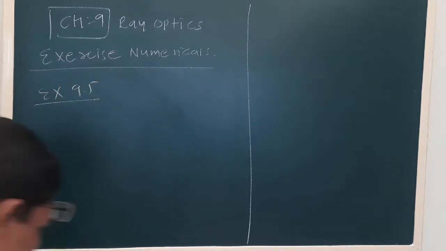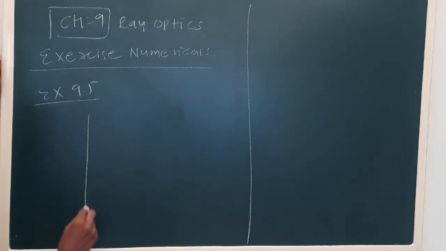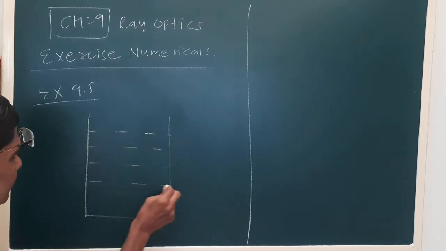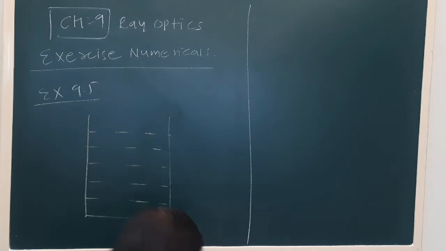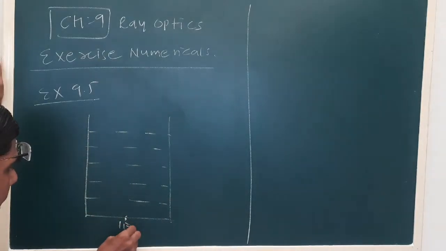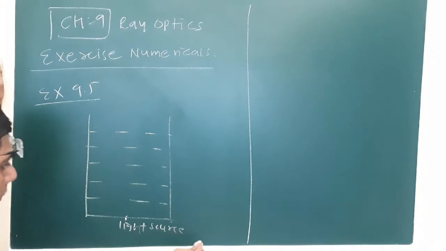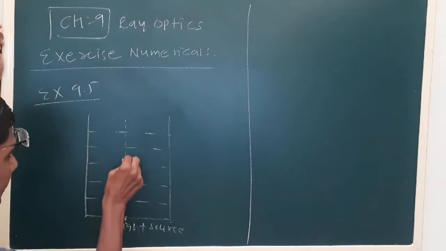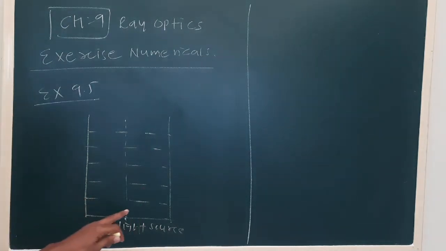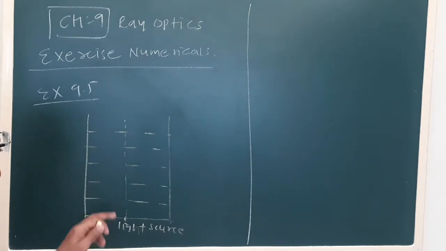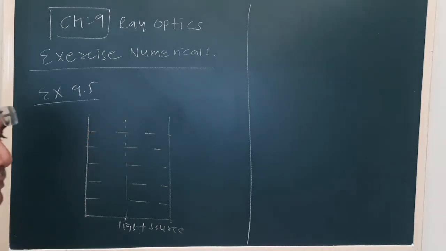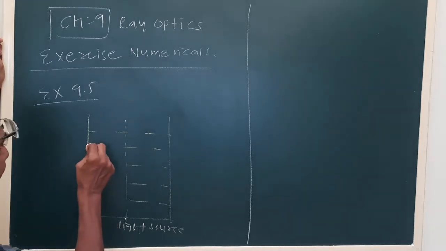Now see, a source of light is kept at the bottom of a tank. Now let us say the tank is filled with water. A light source is kept here. We know when a ray of light emerging from the light source travels from water to air, that is from a denser to a rarer medium, at a particular depth it suffers total internal reflection.